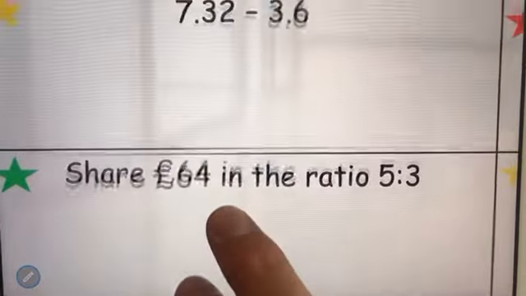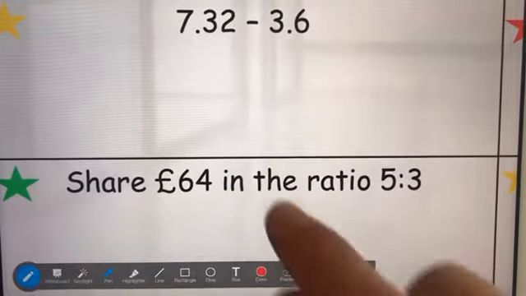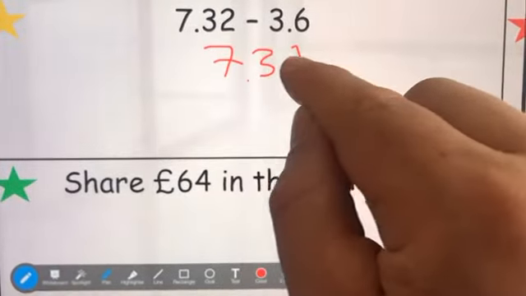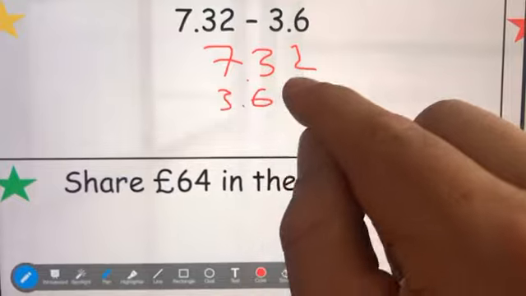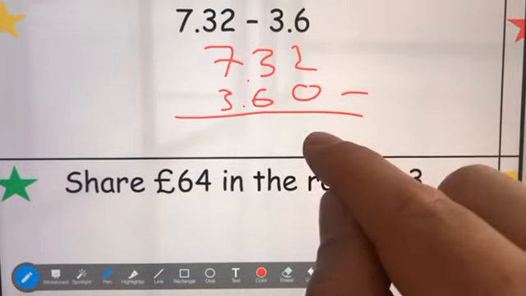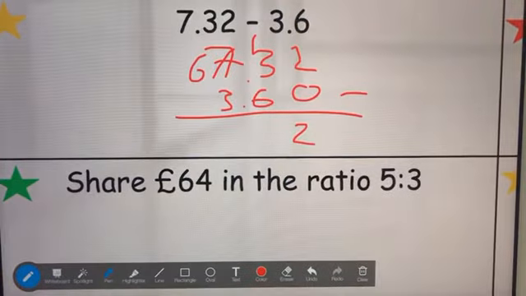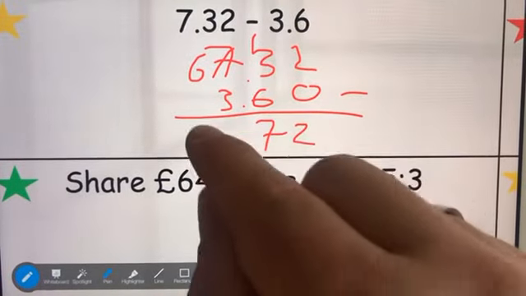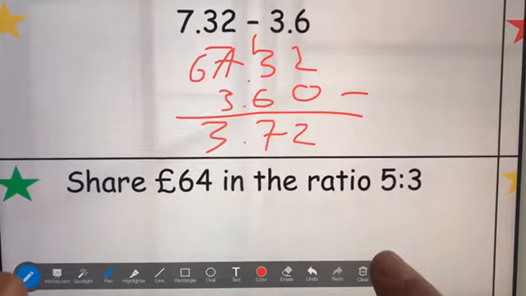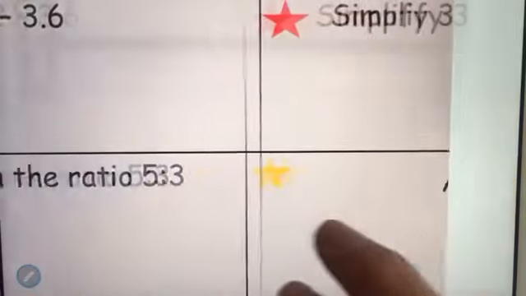I got 7.32 take away 3.6. Exactly as we would normally, any gaps, you fill them in with a 0. 2 take away 0 is 2. 3 take away 6, I can't do it. So I'm going to change that to a 2, change that to a 13. 13 take away 6 is 7. 6 take away 3 is 3. 3.72 for 2 points. Next one.